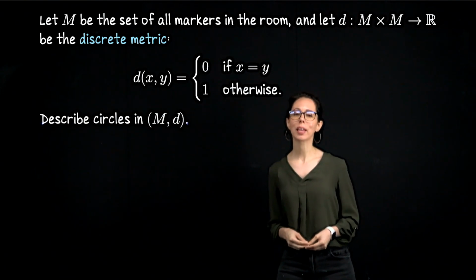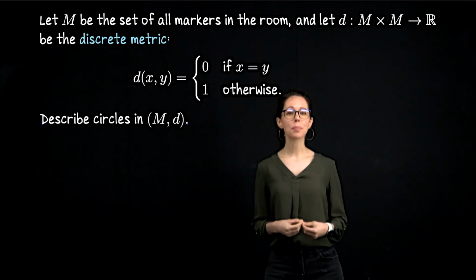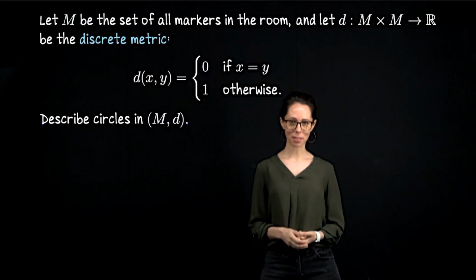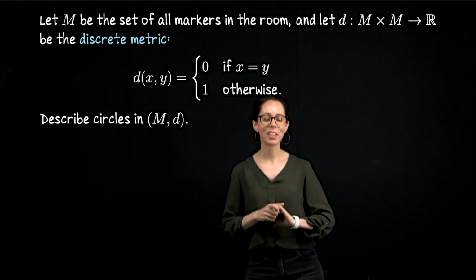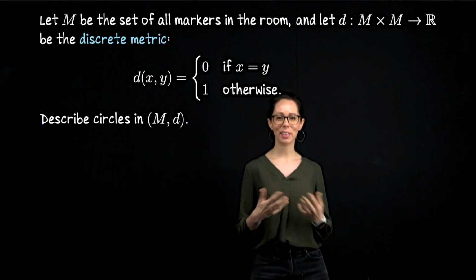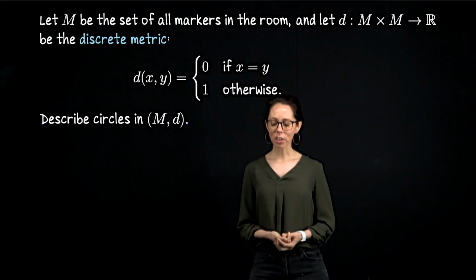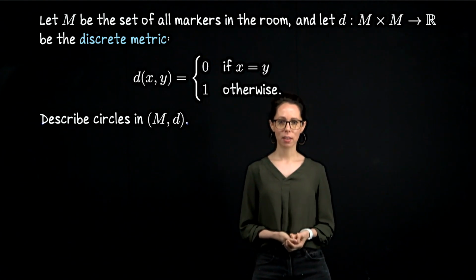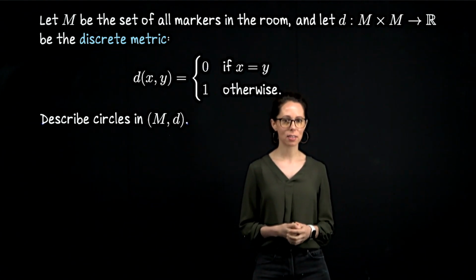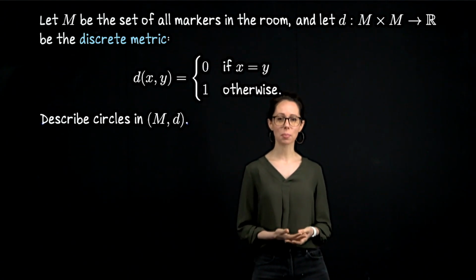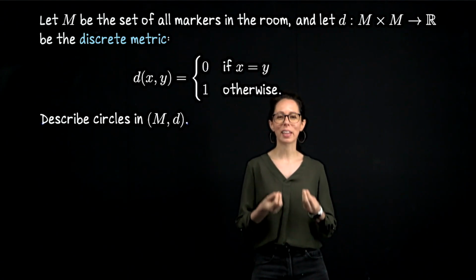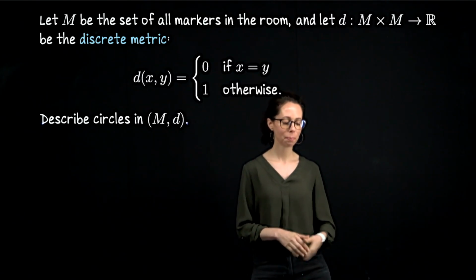The exercise I would like for us to complete now is to describe circles in this discrete metric space. So first, what is a circle? If we just think back to the classic circle that you would draw on paper in the xy plane, a circle is a set of points which are the same distance from a fixed center point. So we can characterize circles in terms of a distance from an anchor point, the center point.